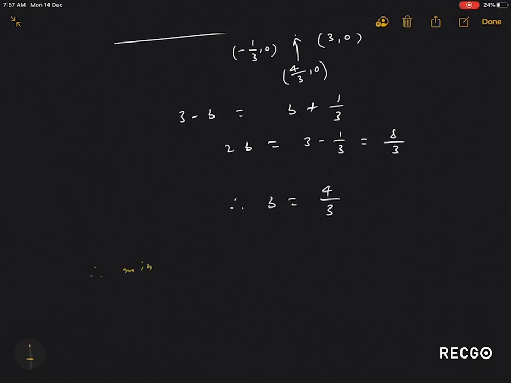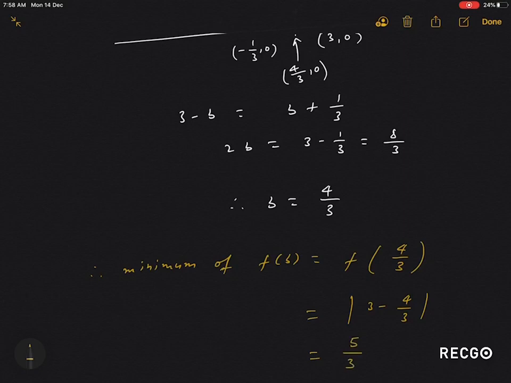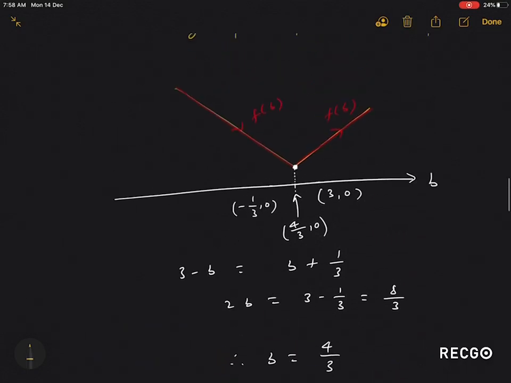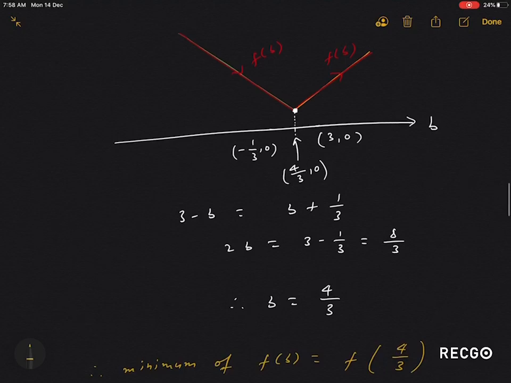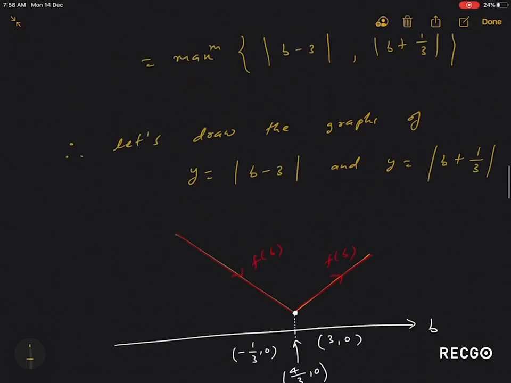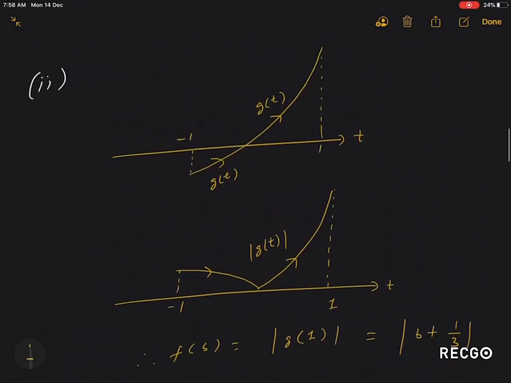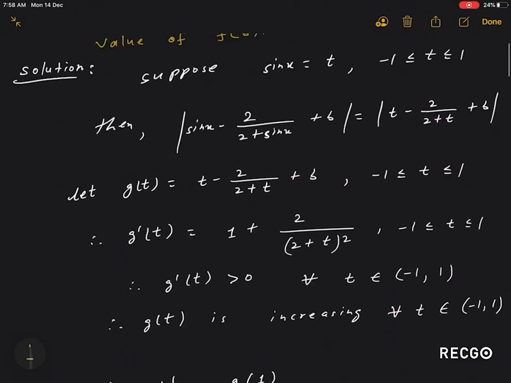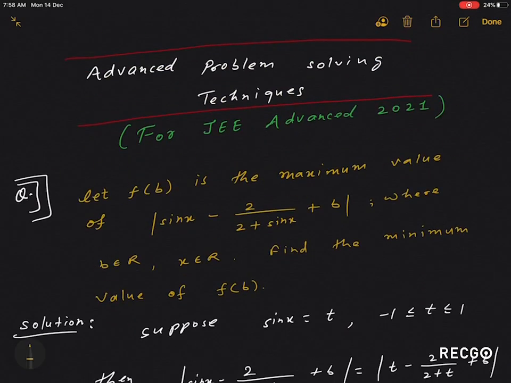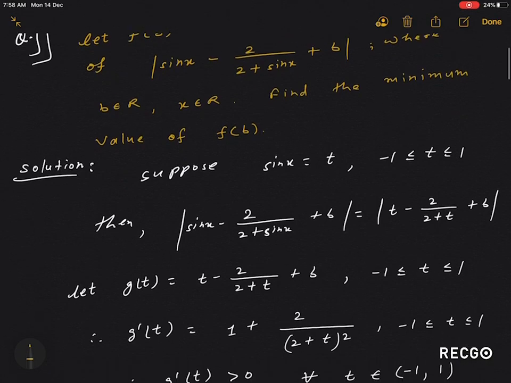Now since you have got the graph of f of b, from the graph itself you can see that the minimum of f of b is occurring at b equal to 4 by 3. So the minimum of f of b is equal to f of 4 by 3, and f of 4 by 3 is nothing but you just put b equal to 4 by 3 in any one of the expressions, since both expressions are meeting at 4 by 3. So therefore you are getting the minimum of f of b as 5 by 3.